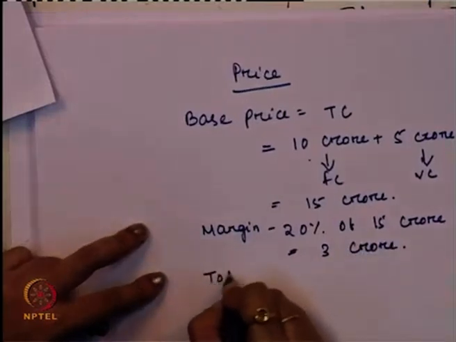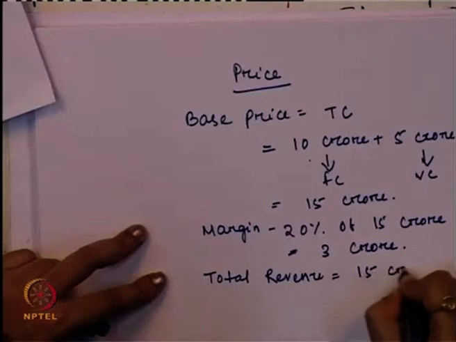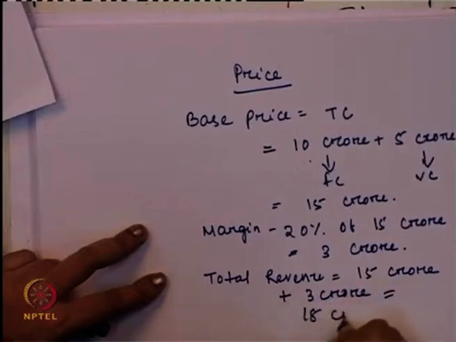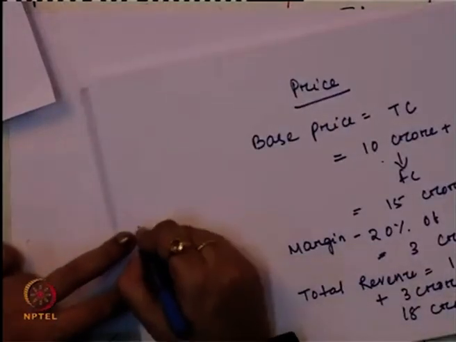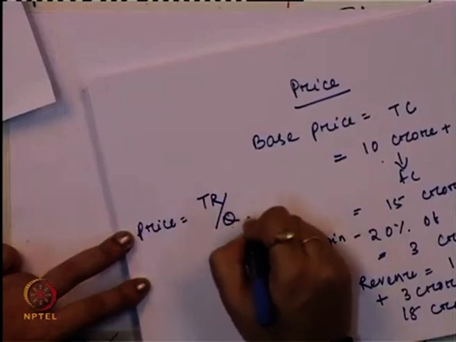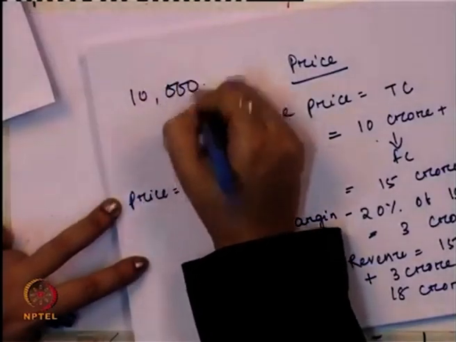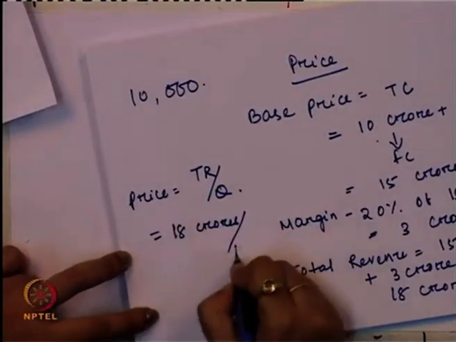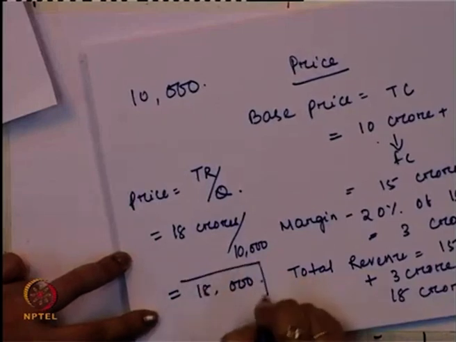Then what will be the total revenue? Total revenue should be 15 crore plus margin of 3 crore. So, this should be 18 crore. And if total revenue is 18 crore, then how will we decide the price? Price is the total revenue divided by the quantity. So, the entire total revenue has to be generated from these 10,000 units. So, we will take 18 crores divided by 10,000 units. So, that comes to 18,000. So, price is equal to 18,000.